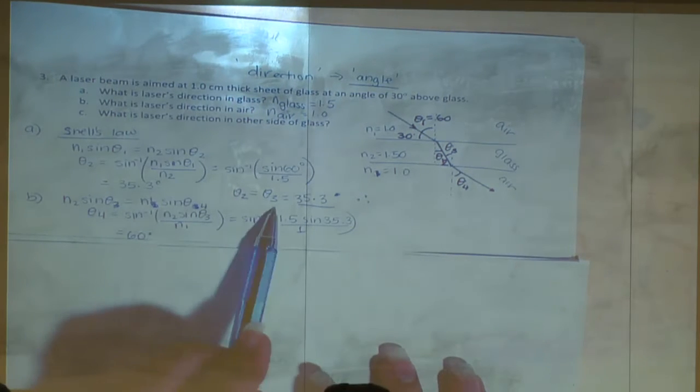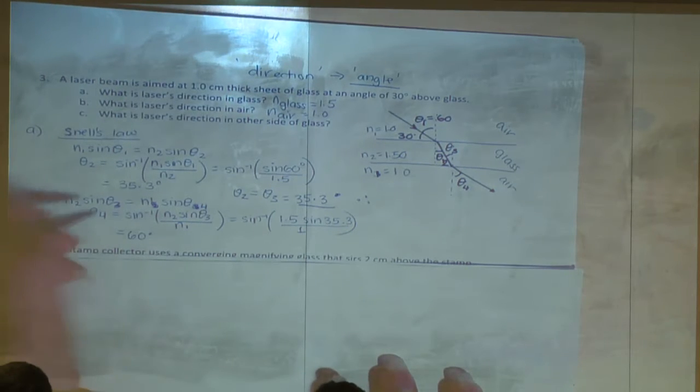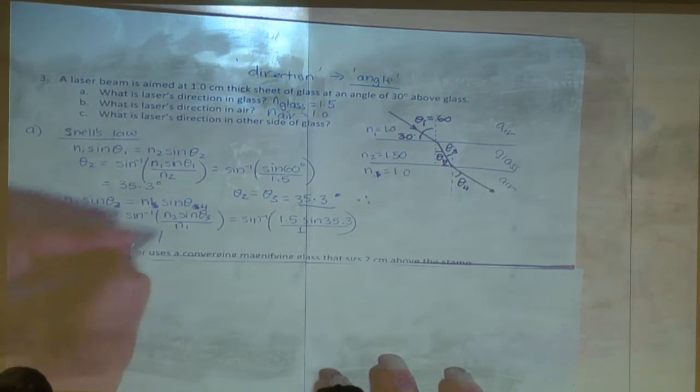Okay, so that's how we know that theta 3 is 35.3. So when we solve that, we're going to get theta 4 as 60. That's our last angle.